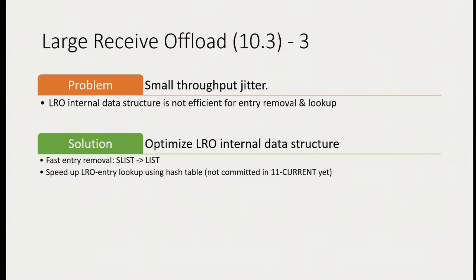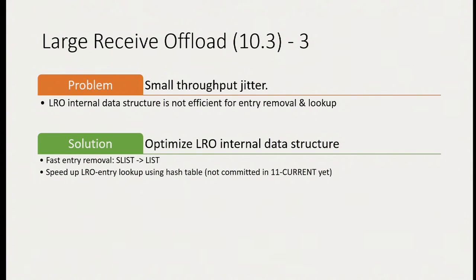You have to walk through the whole list to find the entry first, to find the previous pointer to the entry, and after that you can change the pointer to remove the entry. So the removal efficiency depends on the location of the IO entry. This can cause some uncertainty. So we replaced the singly linked list with a doubly linked list to resolve this. With the doubly linked list, you have the previous and the next pointer, so you can do the removal faster.